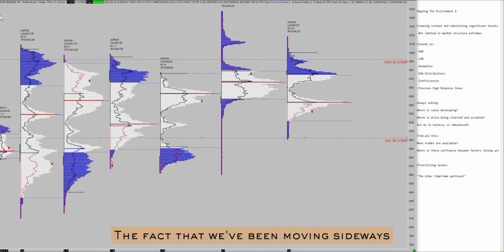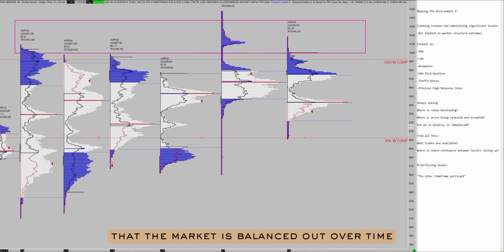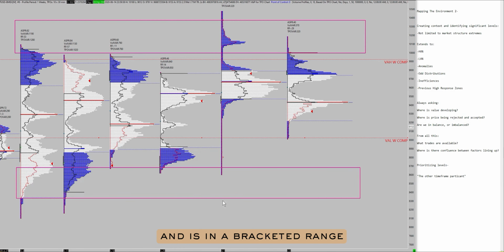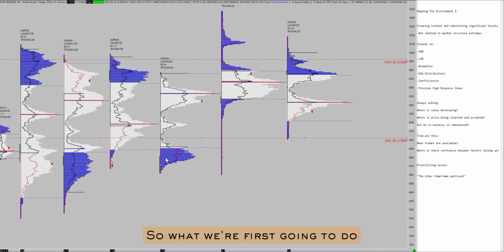The fact that we've been moving sideways within this range for a long period of time within these extremes indicates to us that the market is balanced out over time and is in a bracketed range, right? It's a bracketed environment, it's a ranging environment. So what we're first gonna do is obviously find the weekly level.